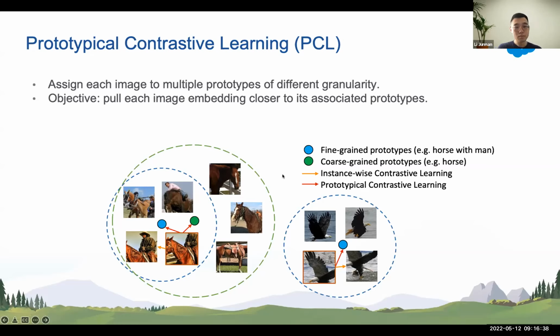So in our prototypical contrastive learning, we will do clustering on the unlabeled images. And we call the cluster centroids prototypes. And we assign each image to multiple prototypes of different granularity. And we train the model with the objective to pull each image embedding closer to its associated prototypes.